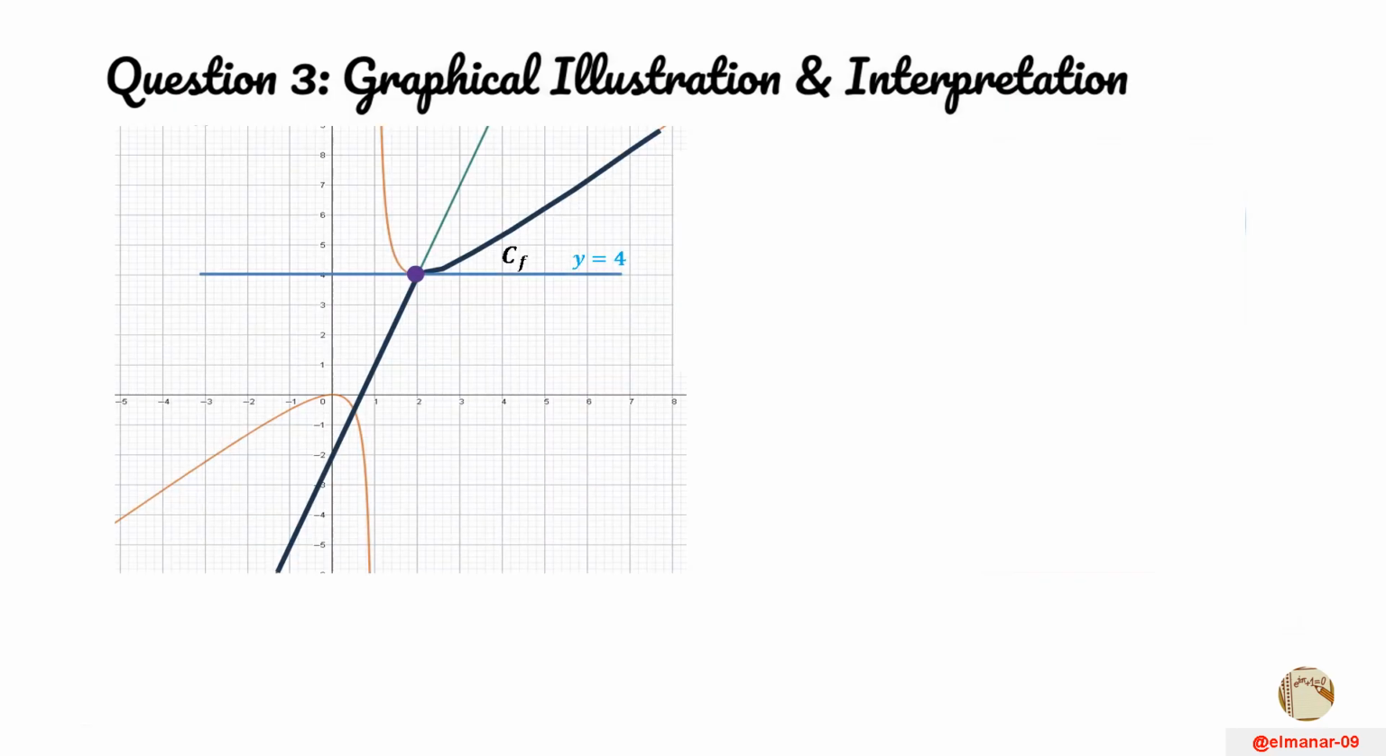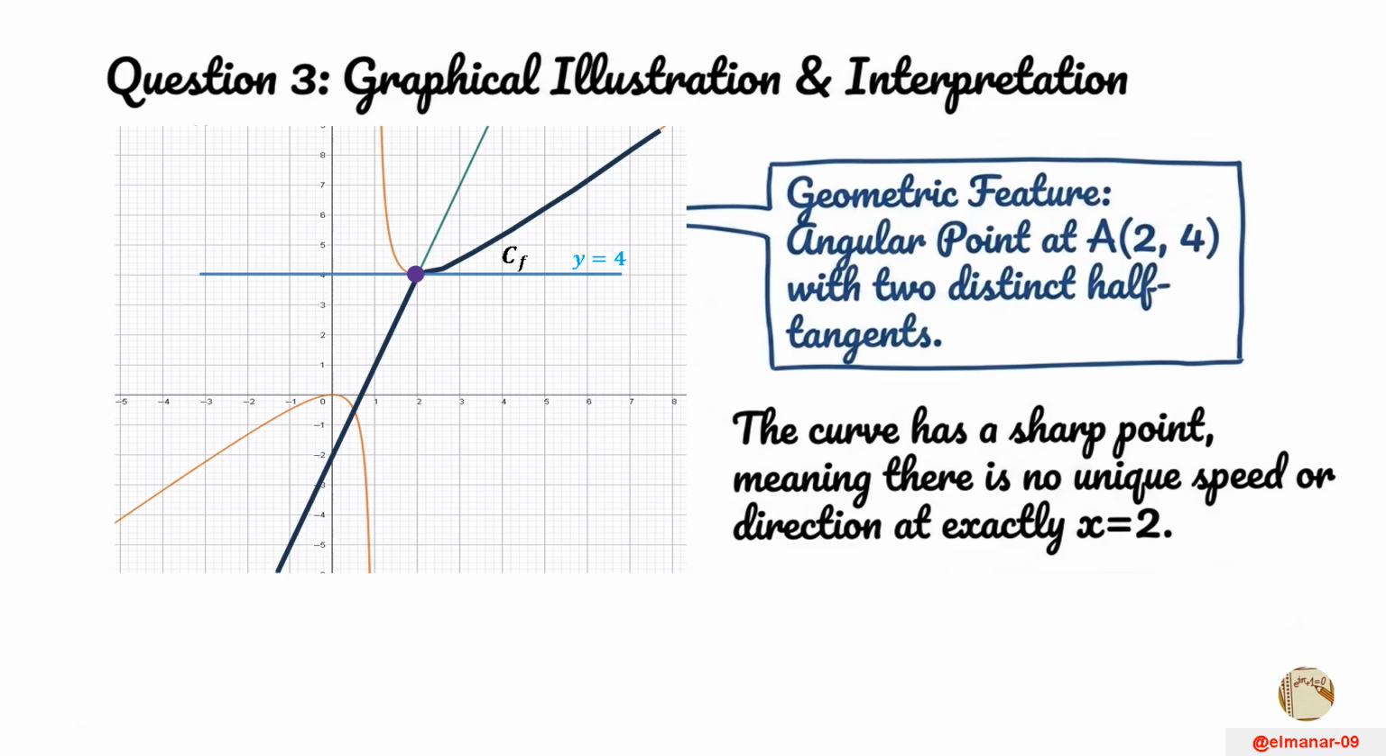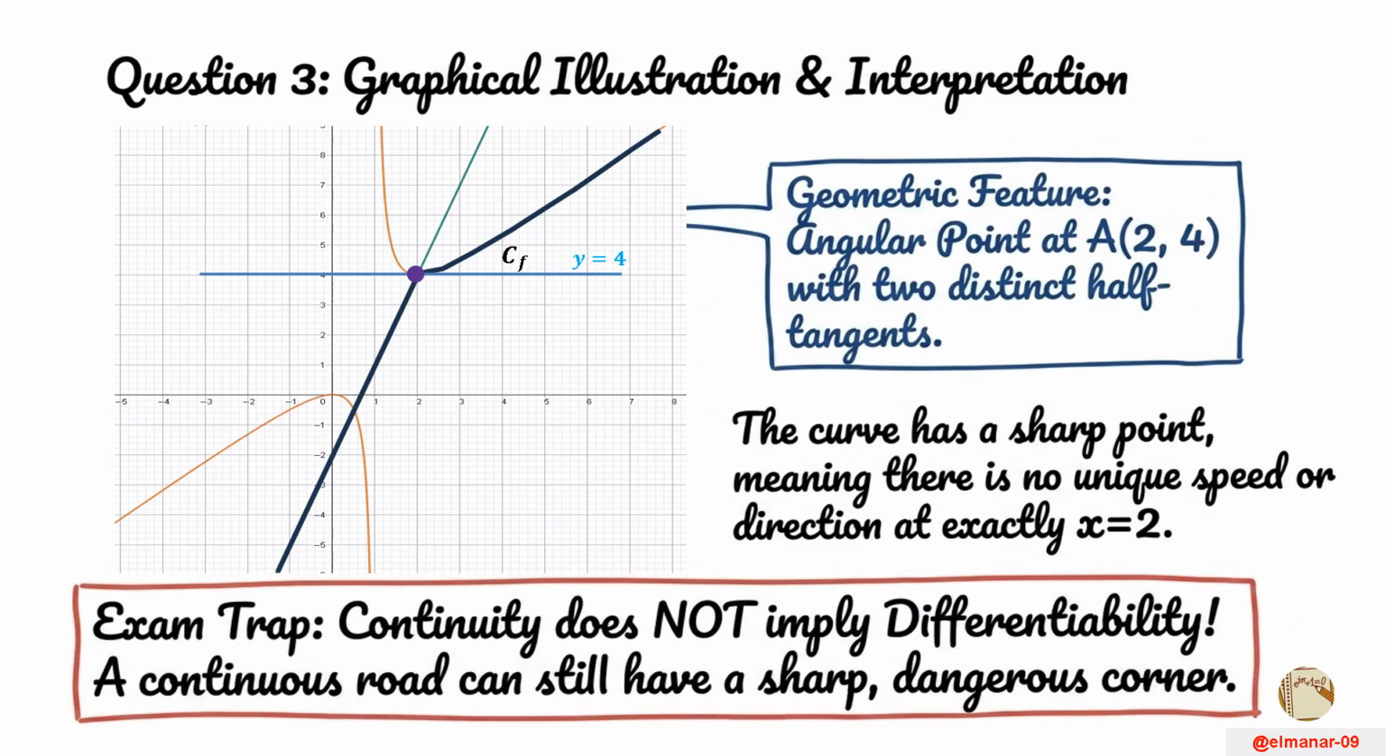Here's the visual payoff for question 3. The graph shows our function with a clear angular point at (2, 4). From the left, we have a steep red half tangent with a slope of m equals 3. From the right, the curve flattens out into a horizontal half tangent with a slope of m equals 0. Because these two directions are different, the curve has a sharp point. There's no unique speed or direction exactly at x equals 2.